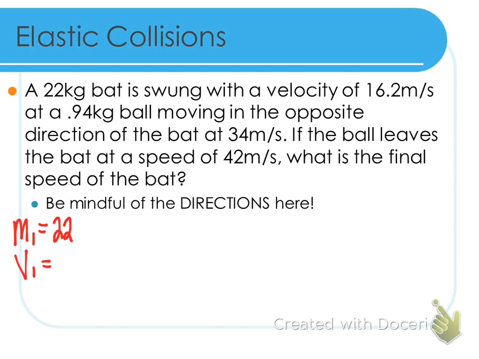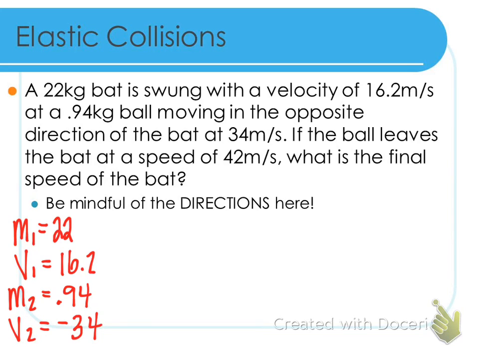Velocity of our first object before our collision is 16.2 meters per second. The mass of our second object, which is the ball, is 0.94 kilograms. And the velocity of our second object before the collision, it tells us it's coming in at 34 meters per second, but it's opposite the direction of the bat, which means we need to have a negative included there. Okay, so our batter is swinging the bat in the forward direction. The pitch is coming in at the opposite direction, so that's why it gets a negative.